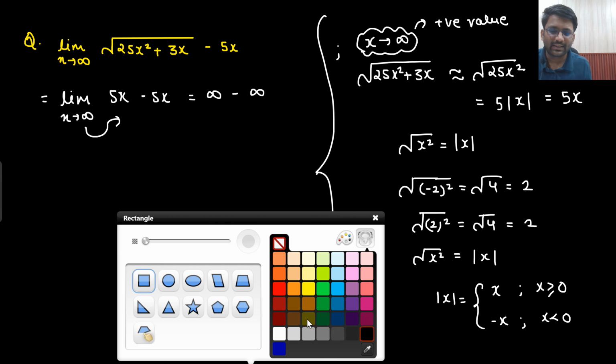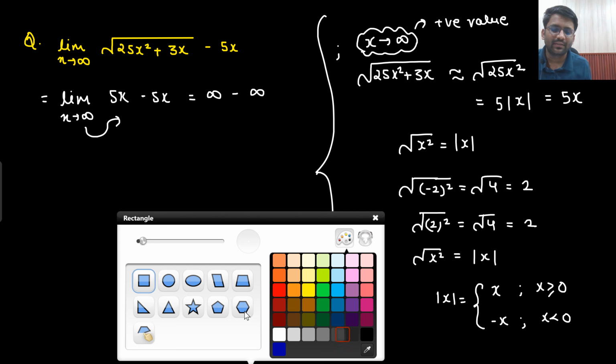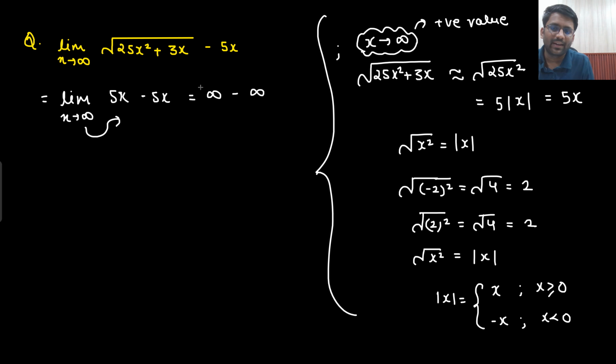So what all methods are there, sir? What will be the first thing? The first thing, you will always be thinking that I will try to make it 0 by 0 form. Because if I am able to make 0 by 0 or infinite by infinite form, then it is very easy for me. Okay, so let's try method 1. What does method 1 say?